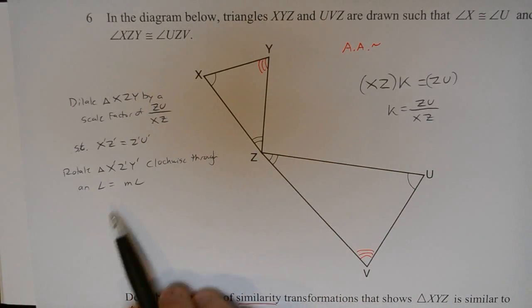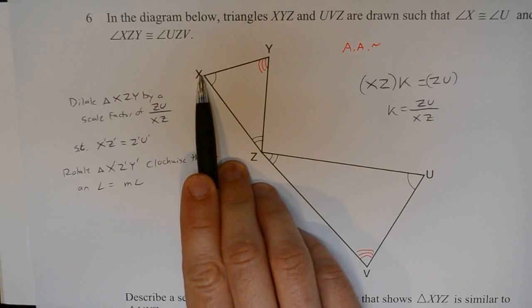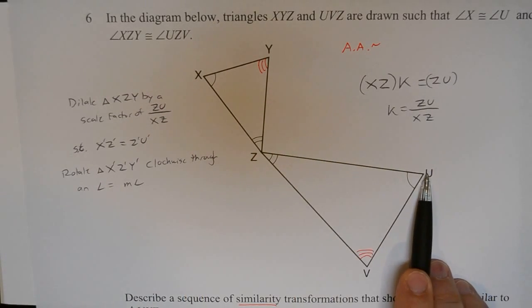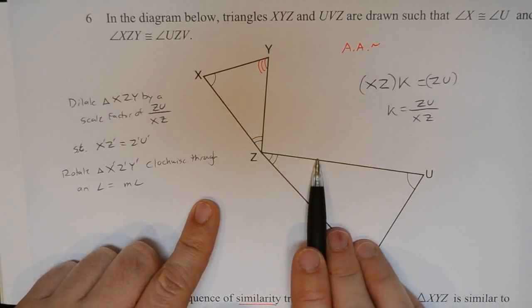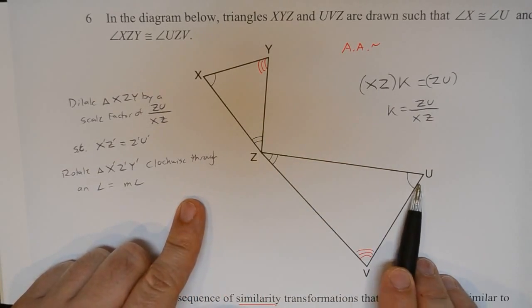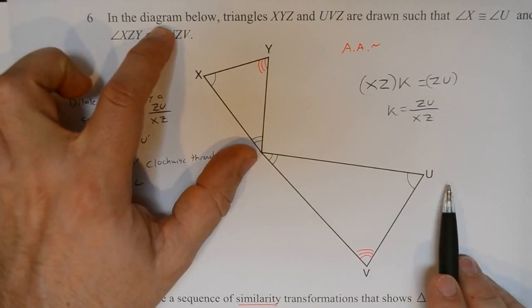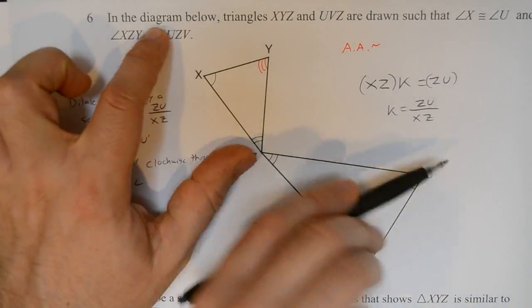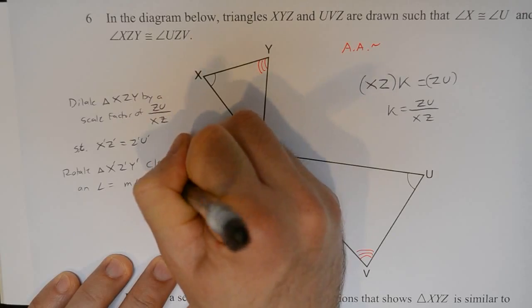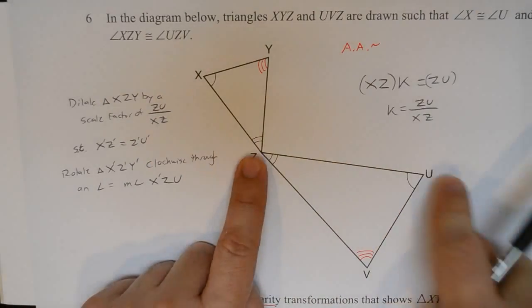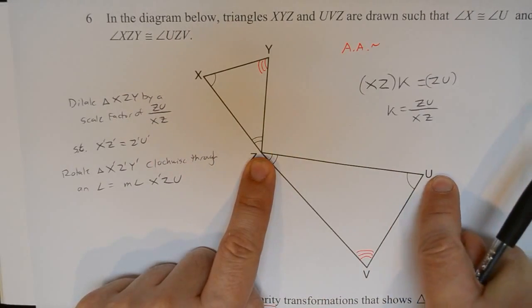need to rotate through? If I want to rotate x prime onto u, and z is going to be the center of rotation, that means I need to rotate through this angle, right? x prime, z, u. So this is the angle that I'm going to rotate through. So through the measure of angle x prime, z, u. Now that will match up x prime and u, right?